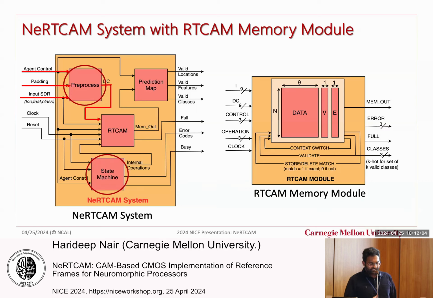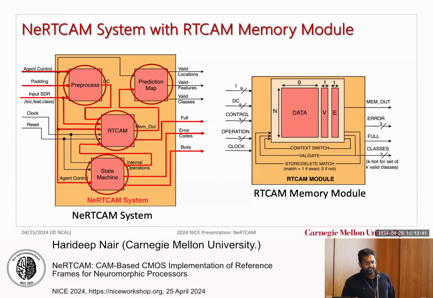The other component is the state machine, which takes in these agent macro operations and converts them into internal operations, because our memory directly takes in the internal operations that correspond to lookup and validate, for example, as I will show later on. Once the state machine generates the internal operations, the NeRTCAM takes all these input vectors, the don't care mask, and the control commands to generate the corresponding memory output, which could consist of all the set of possible features, locations, and classes.